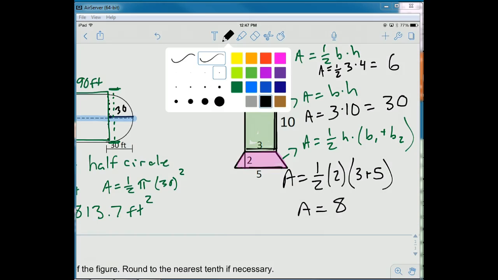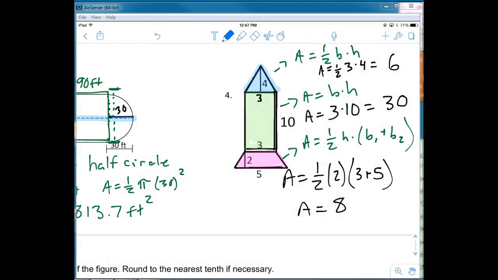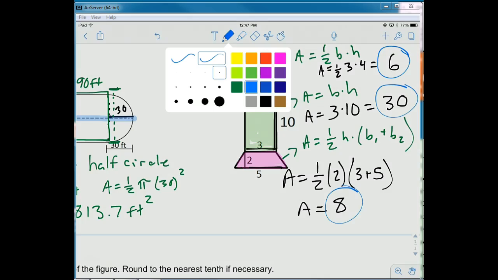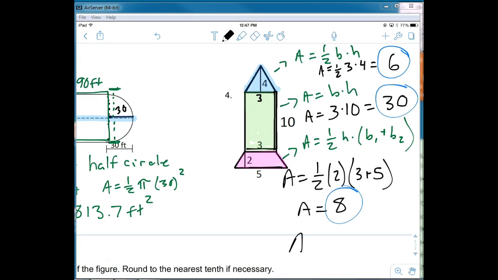Now I need to just go through and add all of these together. I've got 6, 30, and 8, making my total area 44 square units. 44 square units. 30 plus 8 plus 6 makes 44.